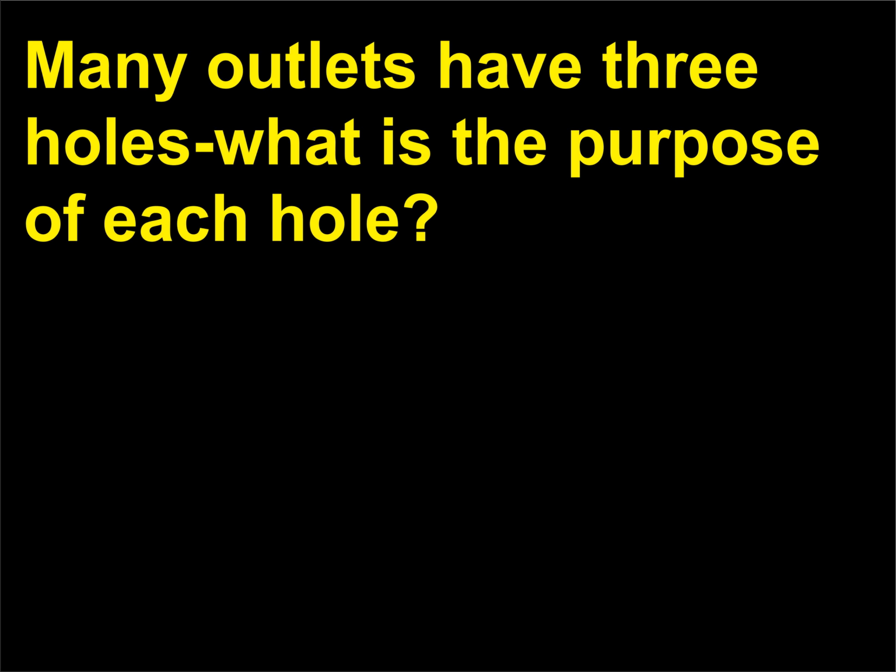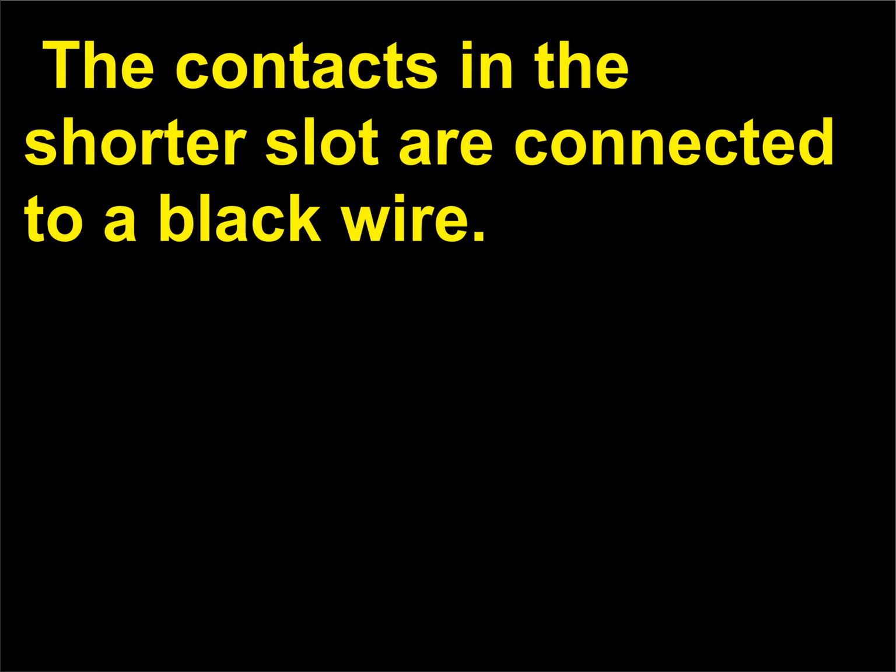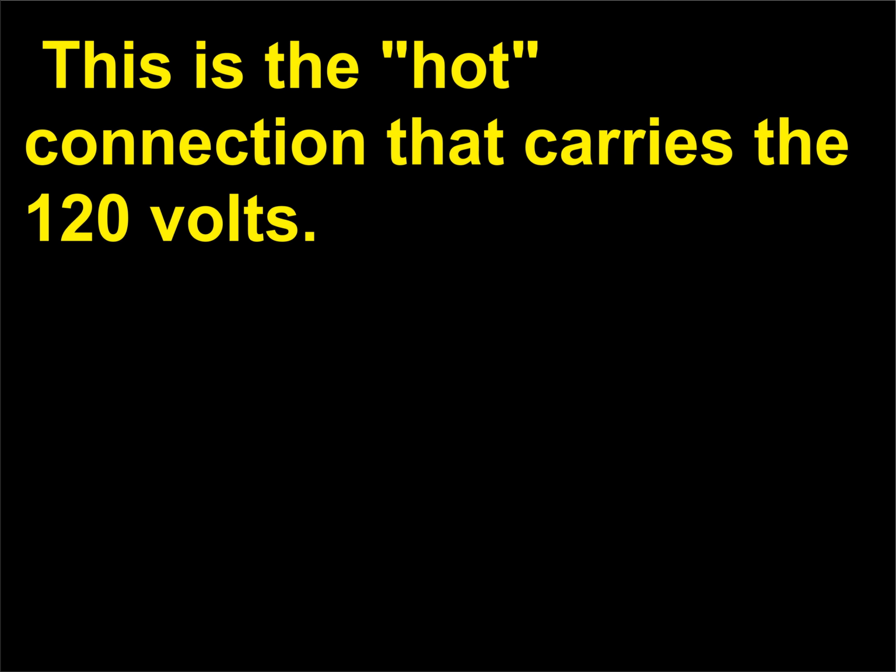Many outlets have three holes. What is the purpose of each hole? Outlets have two slots, one longer than the other, and a D-shaped hole. The contacts in the shorter slot are connected to a black wire. This is the hot connection that carries the 120 volts.